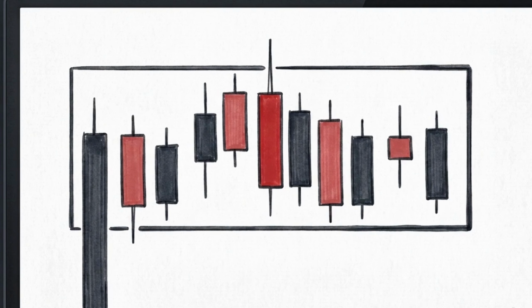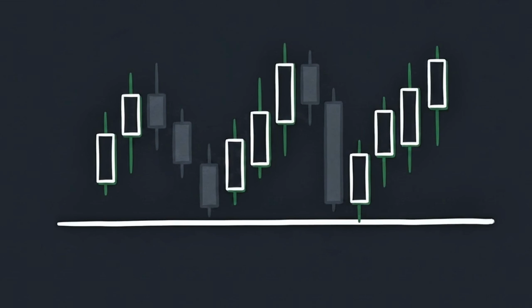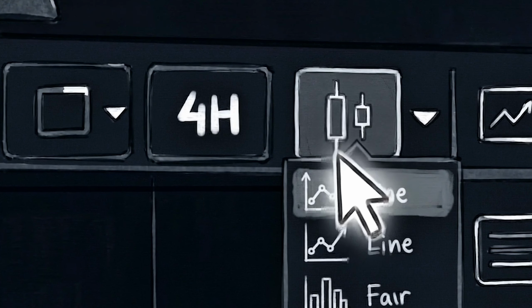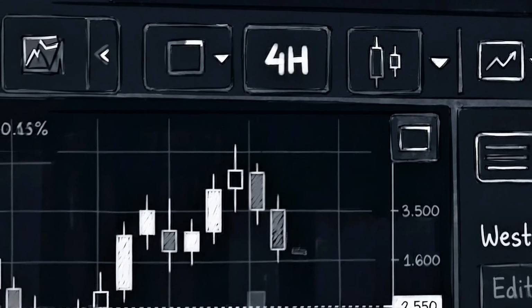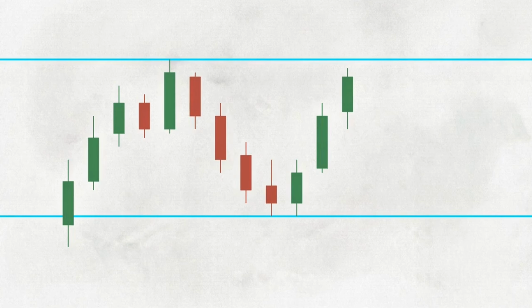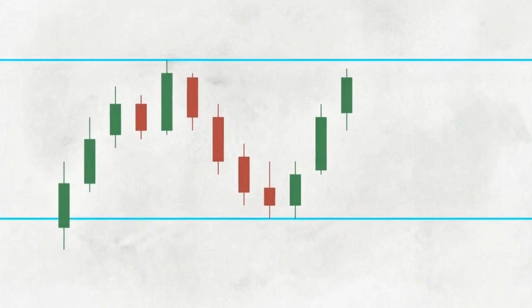Identifying this macro phase first helps prevent you from getting caught in the false breakouts that occur within a ranging market. Once we confirm a clear trend exists, we build our foundation. For this, we use the 4-hour time frame. This is our major structure. On this 4-hour chart, we mark the major peaks and valleys of the trend using thick, bold horizontal lines. This clearly defines our highest highs and lowest lows.